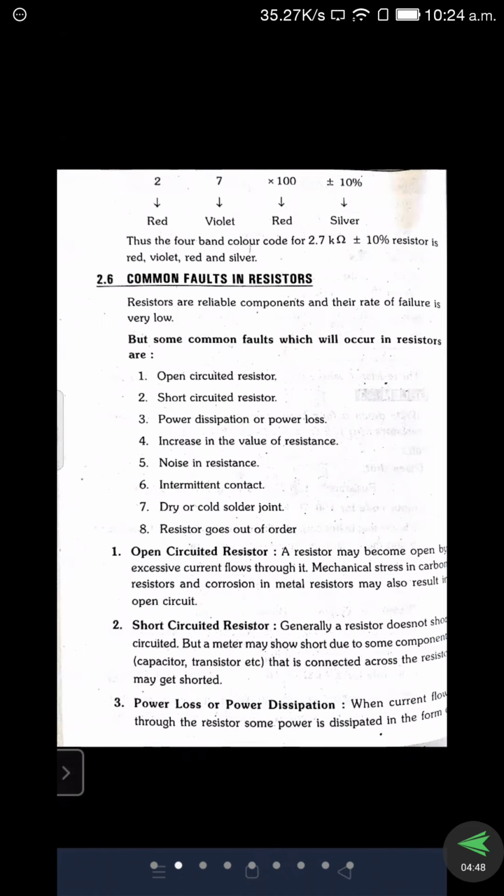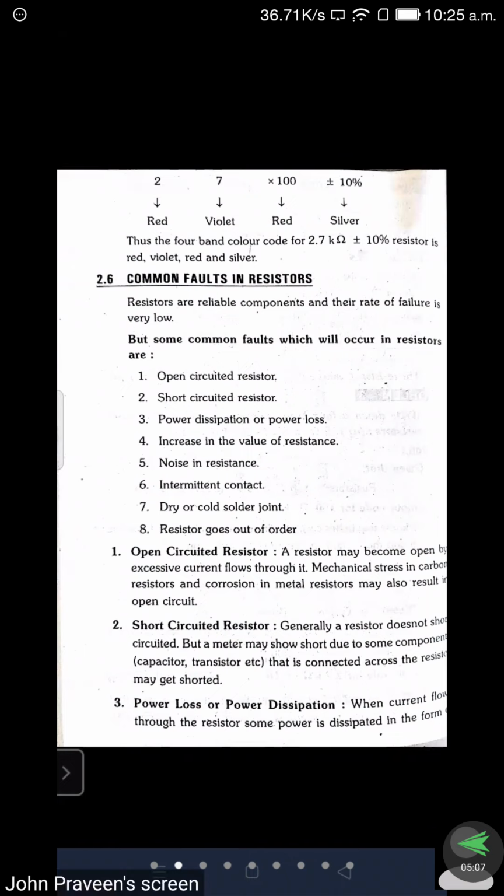If the conductive material used to make the joint is not right, that will also affect the resistance value. Next, dry and cold solder joints. While we are making the joints, these methods also affect the performance. For example, the dry method we are using.